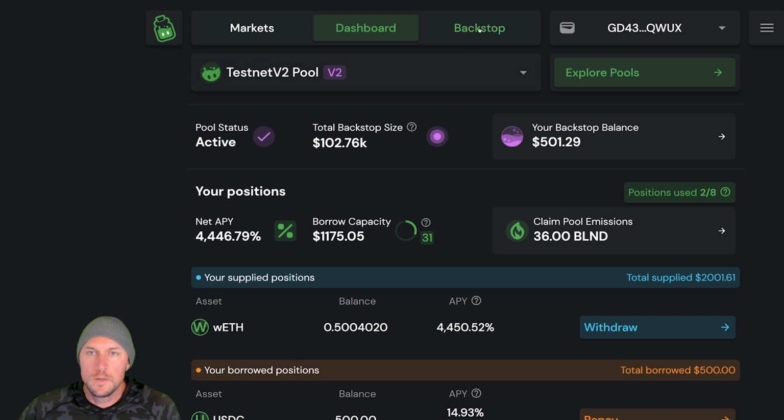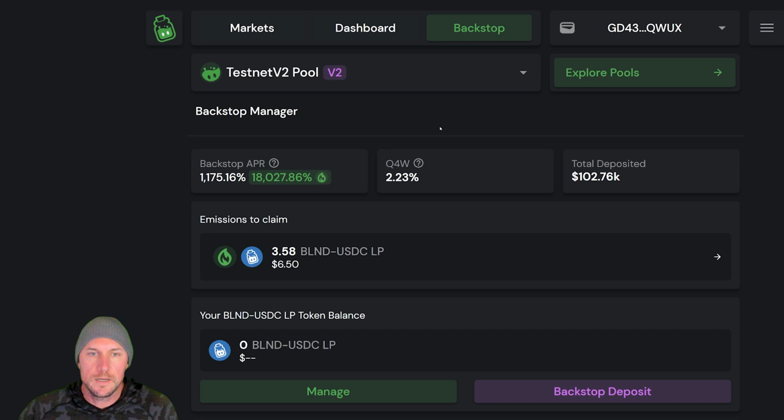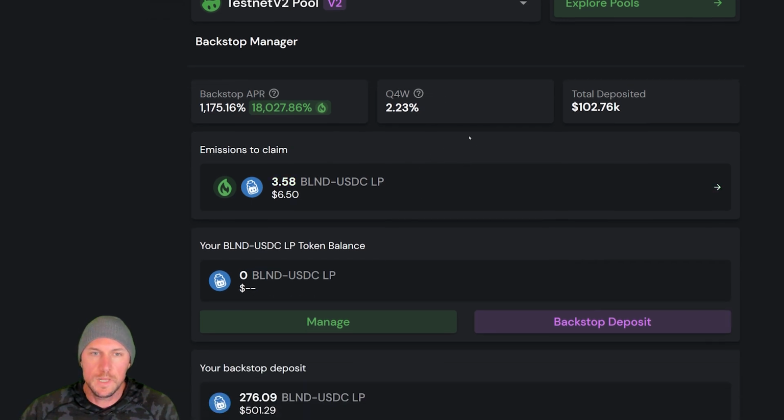The backstop emissions are on the backstop tab here. If you have supplied to the backstop and you have emissions to claim, you will see this section show up here. Very similar process, but this time when we claim the backstop emissions, you are just claiming blend since that is all that's emitted, but the process takes those blend and mints LP tokens and deposits them directly into the backstop, adding to your balance. There is no option here to claim those backstop emissions to your wallet.